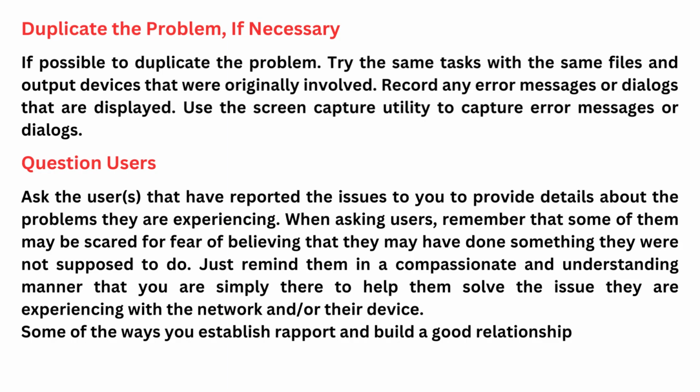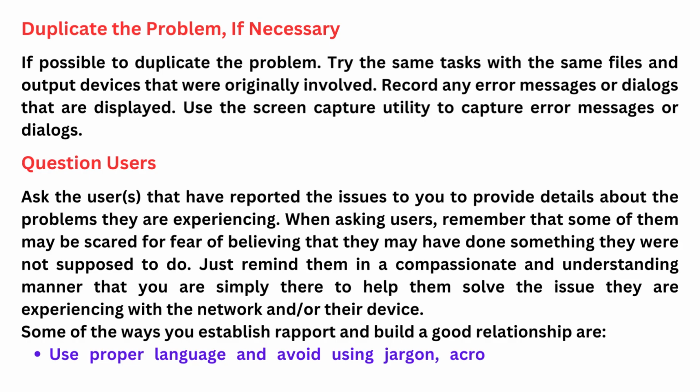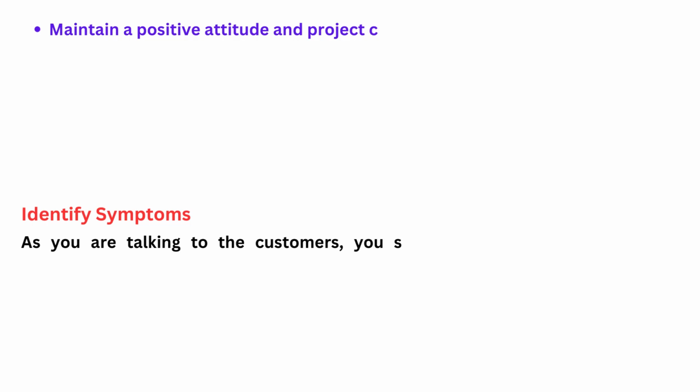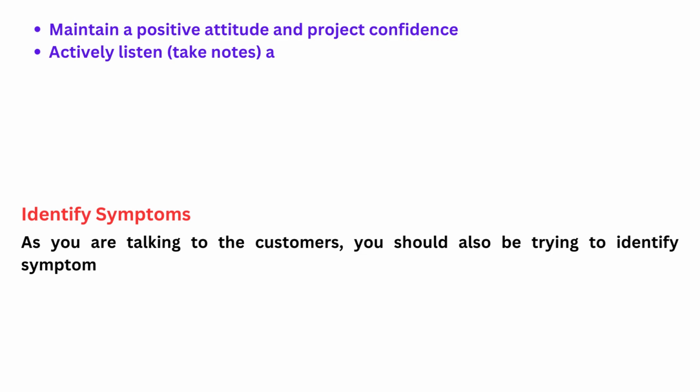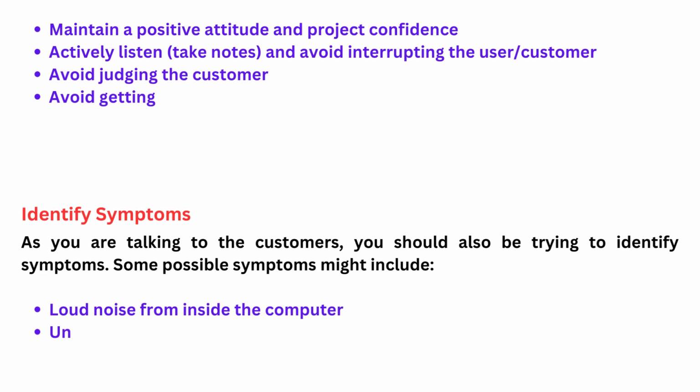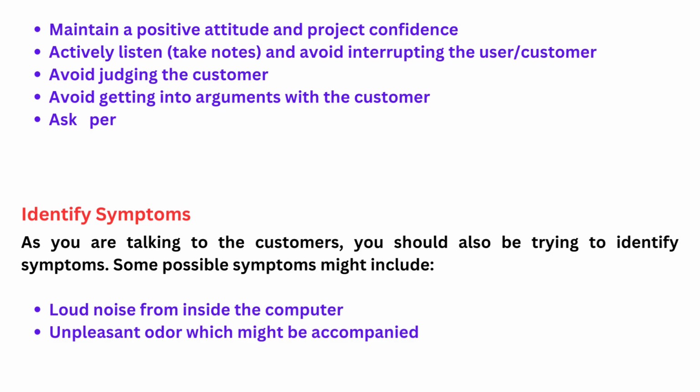Some of the ways you establish rapport and build a good relationship are: use proper language and avoid using jargon, acronyms, and slang when applicable. Maintain a positive attitude and project confidence. Actively listen, take notes, and avoid interrupting the user-customer. Avoid judging the customer. Avoid getting into arguments with the customer. Ask permission before touching, viewing, or moving printouts or other personal business items. Use your smartphone only for business-related matters when in the presence of the customer.